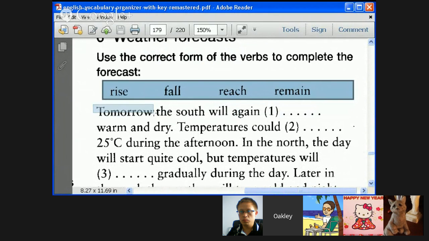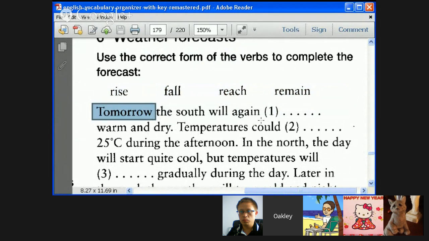Okay, tomorrow the south will again reach warm. No. Remain warm, I guess. Again, right, remain. Because again, it just began again. Yeah, right.